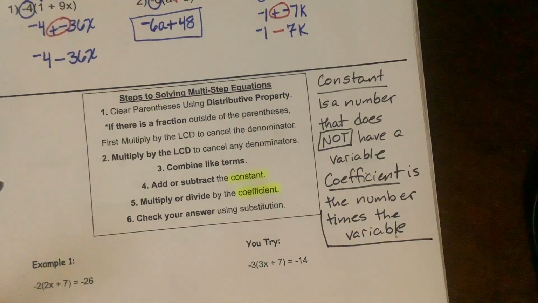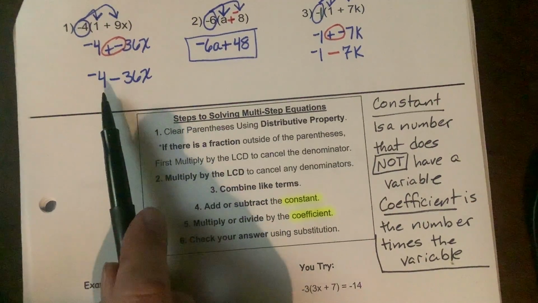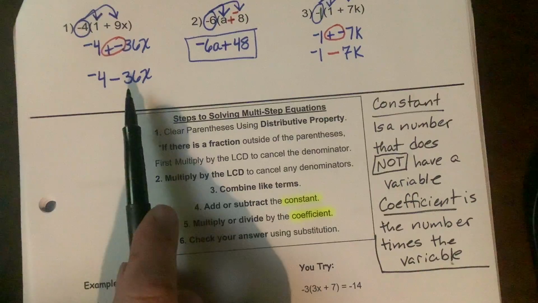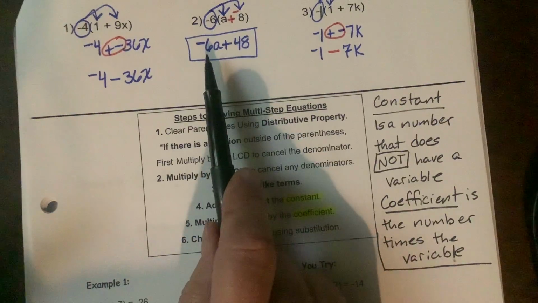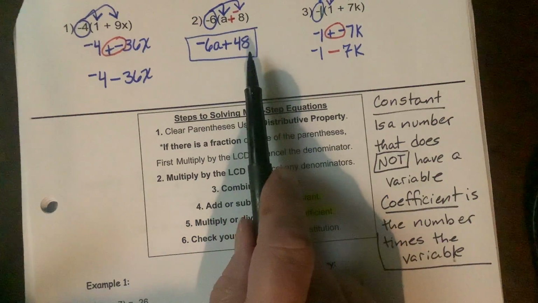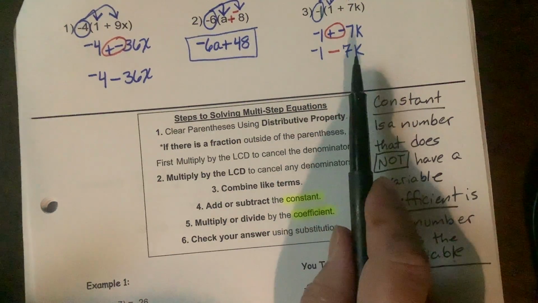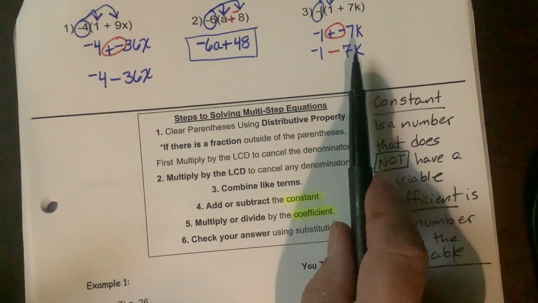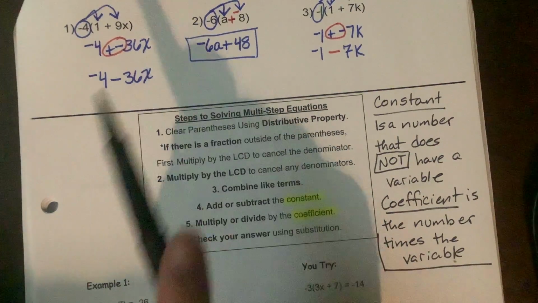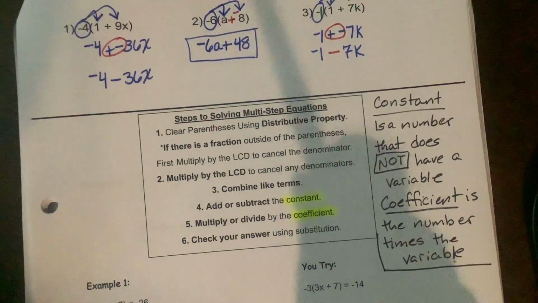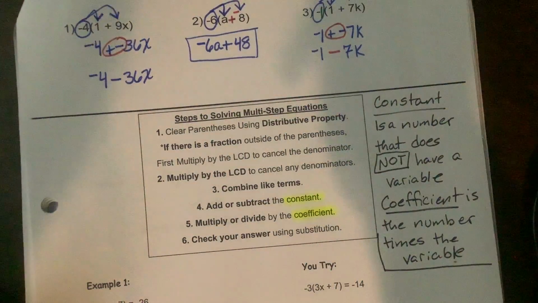Okay, so let's look up at these examples up here. In this example, -4 is the constant and 36 is the coefficient. Well, actually, -6 is the coefficient and 48 is the constant. In this one, -1 is the constant, but 7 is the coefficient. The coefficient is next to the variable. And it doesn't matter if it comes after or before. It's always next to the variable. All right, let's keep going. Check your answer. Please check your answers.